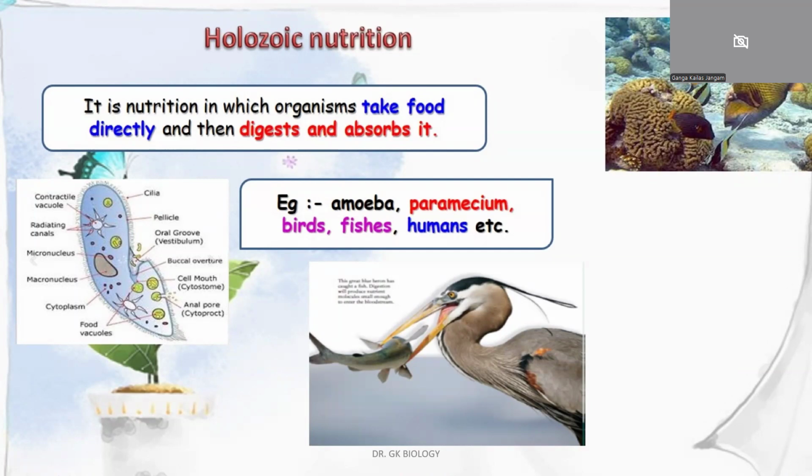All the 5 processes are the same, but here, instead of creating finger-like projections, we can see the oral groove, which helps to take in the food. All the process will be the same, and here egestion will take place through the anal pore. In the paramecium, we can also see the cilia, which help to obtain the food and flush that food near to the oral groove.